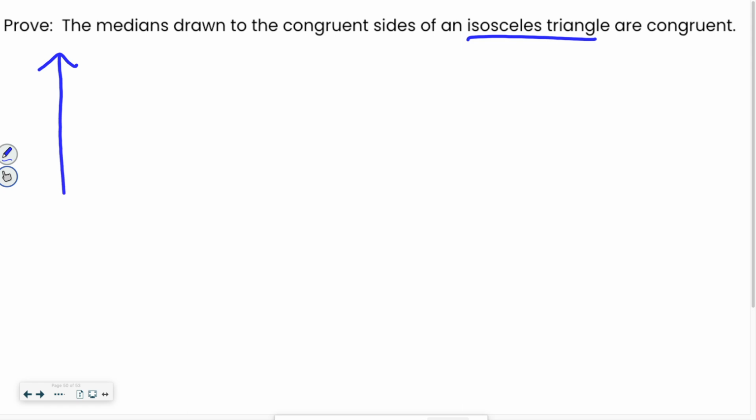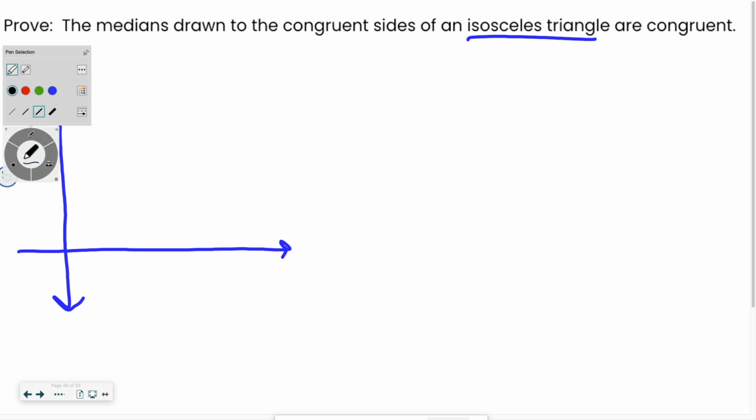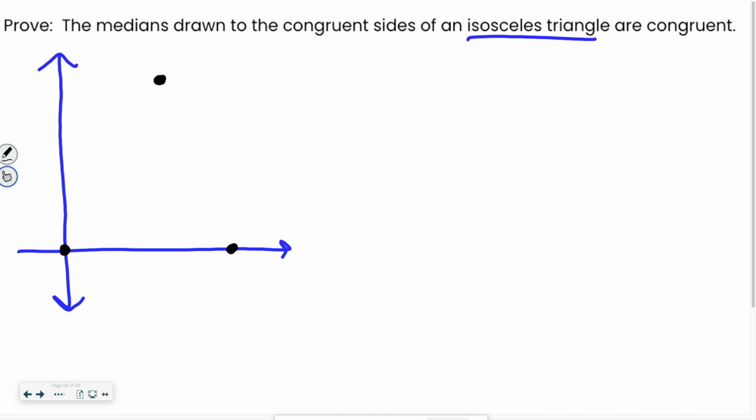That is step 1. You might want to make your picture a little bigger so it's easier to understand. So I know I'm in quadrant 1, and we're going to draw our triangle here. Try to be as neat as possible. We'll label those second. So that is our isosceles triangle.